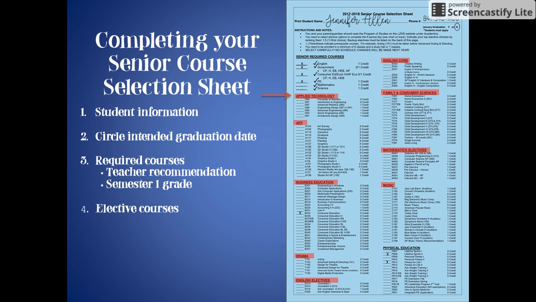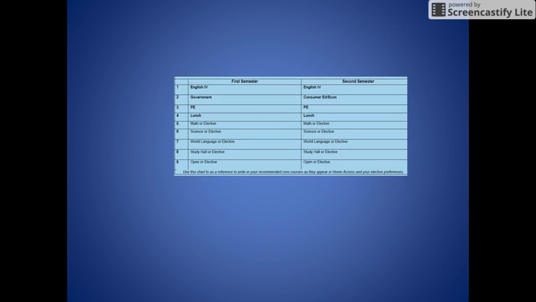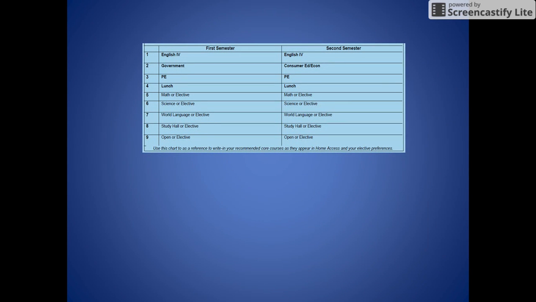For the remainder of your electives, they'll be organized by department. There are also some on the back, so please don't forget about those. If you take a look at the back, we included an example class schedule so you can figure out how much room you have in your schedule for additional electives. So other than the required and core courses, you have a few empty spots.